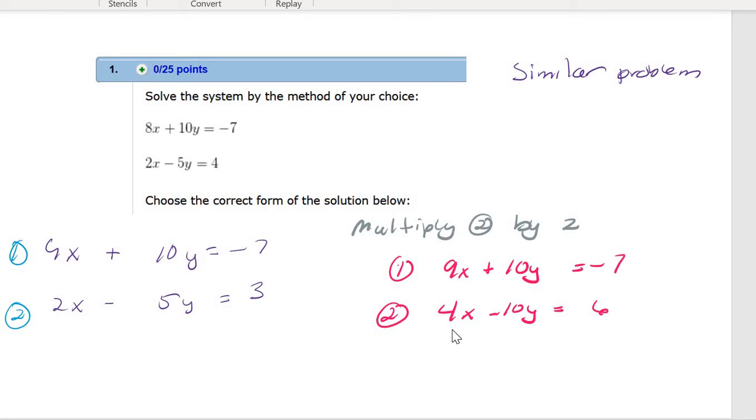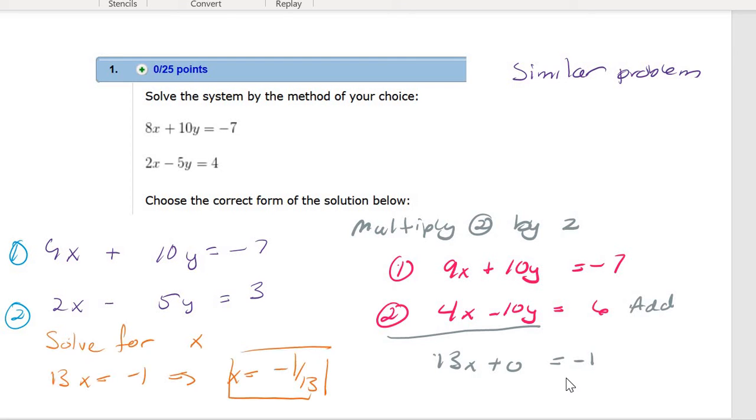So hopefully I did my arithmetic correct. I multiplied through by 2 and I got 6. Then when I add straight down, the y's disappear as I intended, and I get 13x is equal to -1. The next thing I want to do is to solve for x, and I get 13x equals -1. Solve for x, I get -1/13.